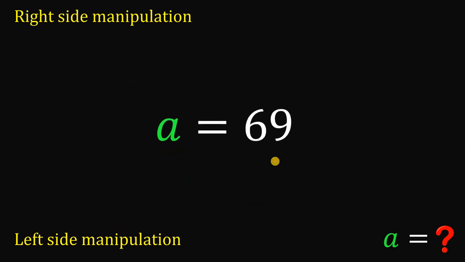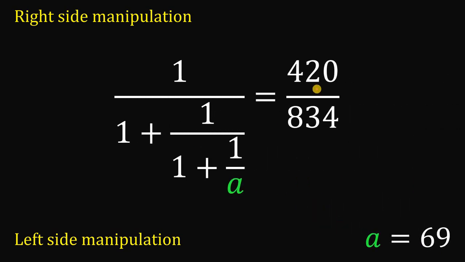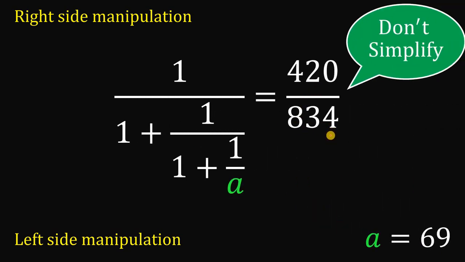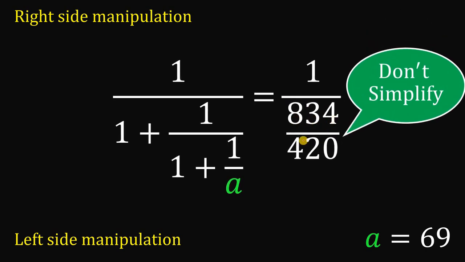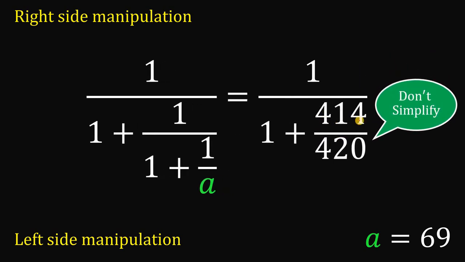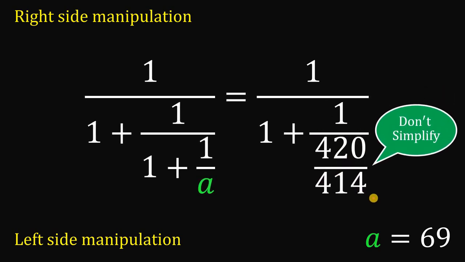Now, what if we don't simplify the right-hand side, or we don't simplify 420 over 834? What will happen? Let's see. 420 over 834, we can rewrite this as 1 over 834 over 420. If we work this out, we get something like 1 plus 414 over 420. Again, don't simplify this, and let's continue. 414 over 420 can be written as 1 over 420 over 414. We repeat this process and we cannot get the correct value for a.